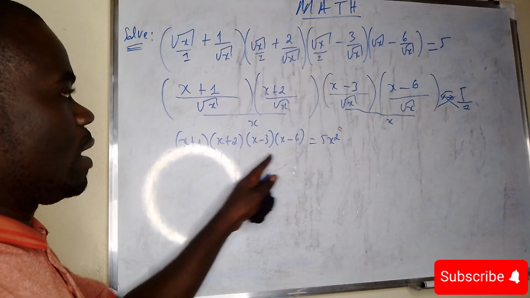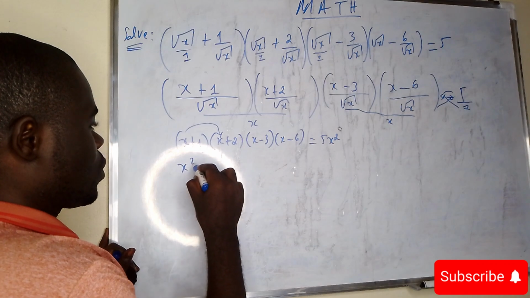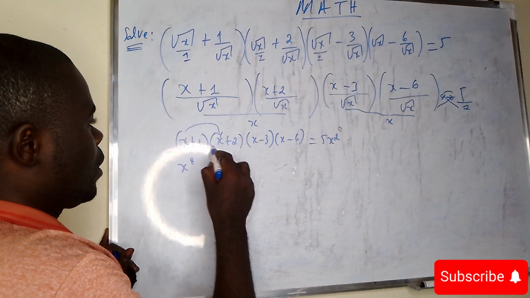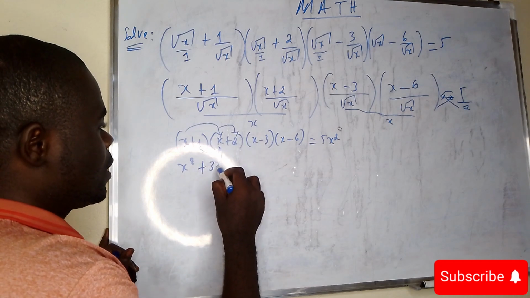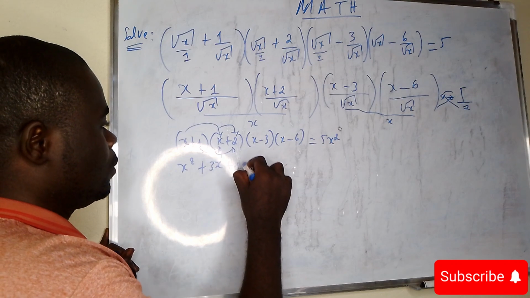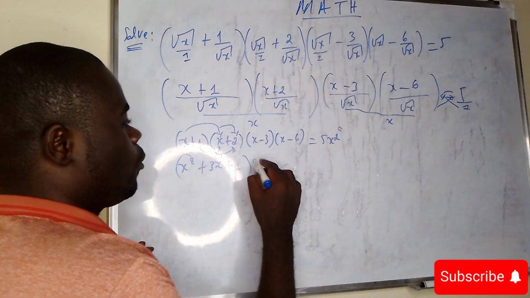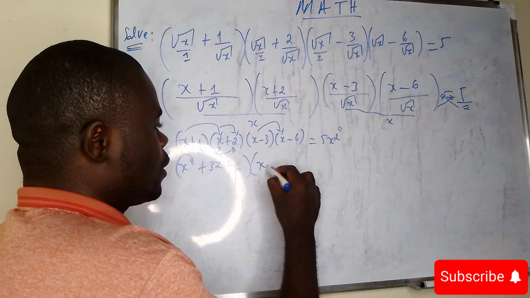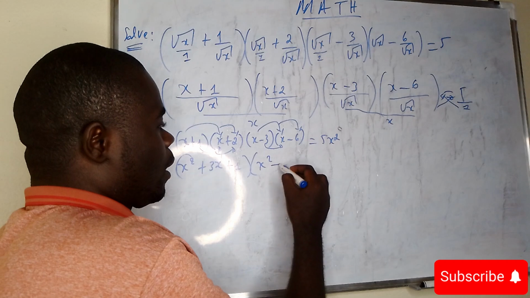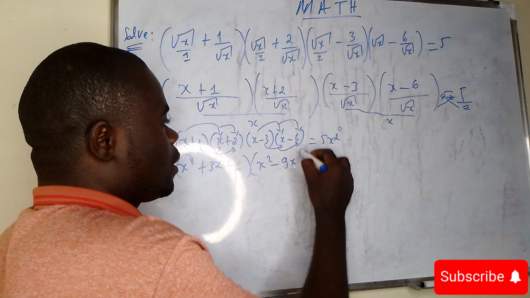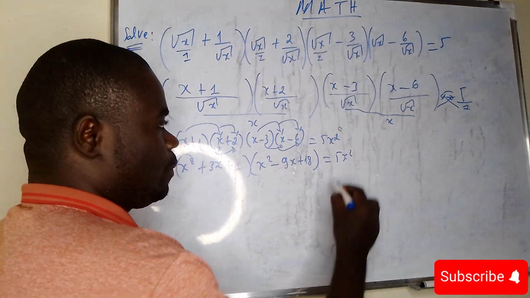Now, we need to expand this. When we expand this, we get x times this, x squared, times this 2x, so it's 3x, then this 1. That is the quadratic expression for the first two factors. For the second two factors, it is this and this, x squared, this with this is negative 6x, and this with this, negative 9x, then this with this, positive 18, which is equal to 5x squared.